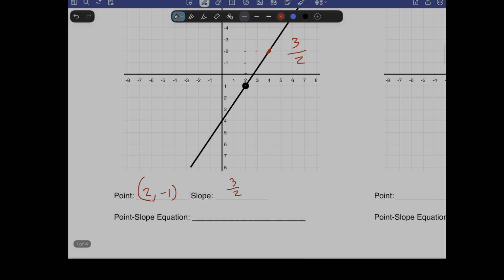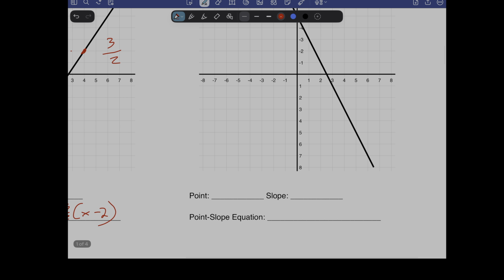So now that I have a point and a slope, when I plug it into the formula, it's just going to be y minus a -1. How do I write minus a -1? Plus 1 equals, my slope is 3 over 2, x minus 2. And that's how we would do these problems. Okay? Let's go on to the next one.